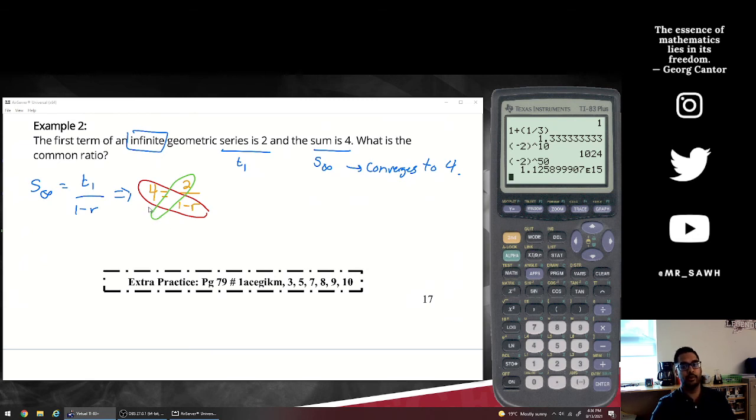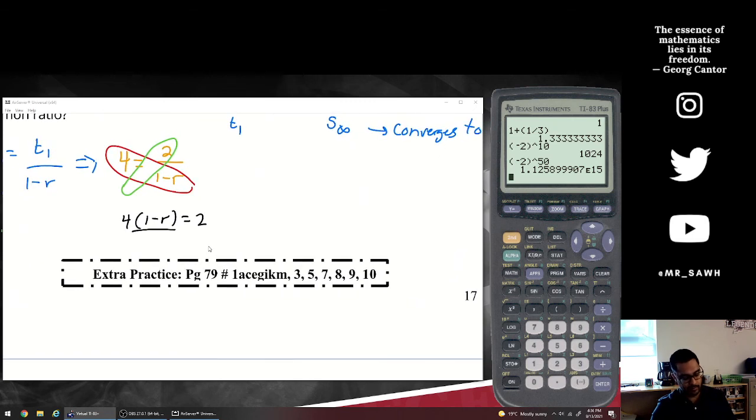4 is a rational number. You can write it as 4 divided by 1. So 2 times 1 is 2. Multiply your other cross product, and what you'll end up with is 4 times 1 minus r is equal to 2. However you choose to solve this is up to you. I'm going to divide both sides by 4 here to cancel the 4's so that 1 minus r is equal to 1/2.